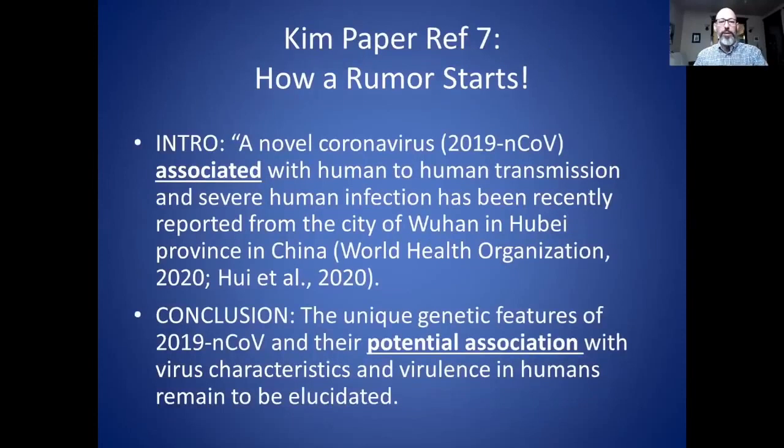So I went and looked at that article, and interestingly, it doesn't say anything about causation anywhere. In the introduction, it says that a novel coronavirus is associated with human-to-human transmission and severe human infection. So once again, association is not causation. And in its conclusion, it says the genetic features of the virus and their potential association with virus characteristics and virulence in humans remain to be elucidated. So in other words, there's some kind of association. We need more research. We haven't proven anything.